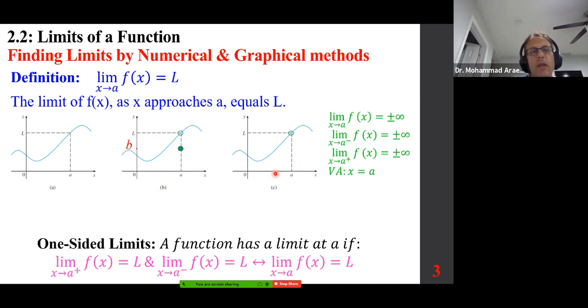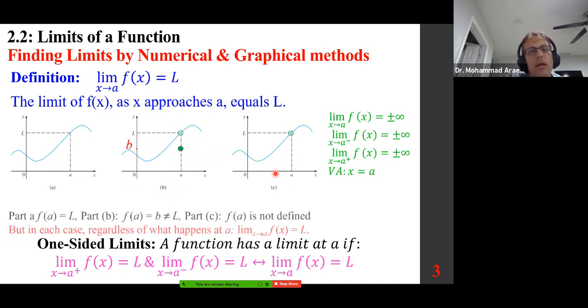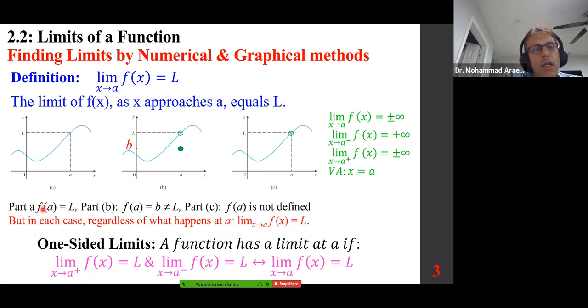So in part A, f of a equals L. In part B, f of a equals B. Now that we have this point, B, which is not equal to the limit. And in part C, f of a is not defined. It's not given. But in all cases, the limit exists and the limit is equal to L.